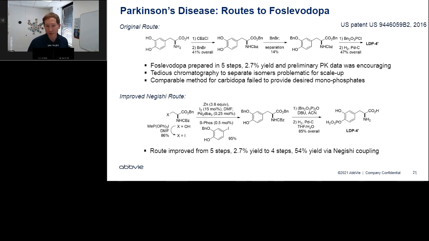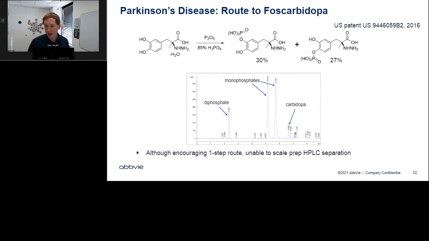So we identified an improved Negishi coupling route that provided the levodopa phosphate very efficiently in a regioselective manner. This was effectively used to increase the yield from less than 3% to over 50% with this Negishi coupling methodology. For carbidopa, the way that we first made this was a single-step direct phosphorylation, which gave a low yield of a mixture of 3' and 4' phosphates. We could separate these by HPLC separation. However, this was not deemed suitable for larger scale synthesis.